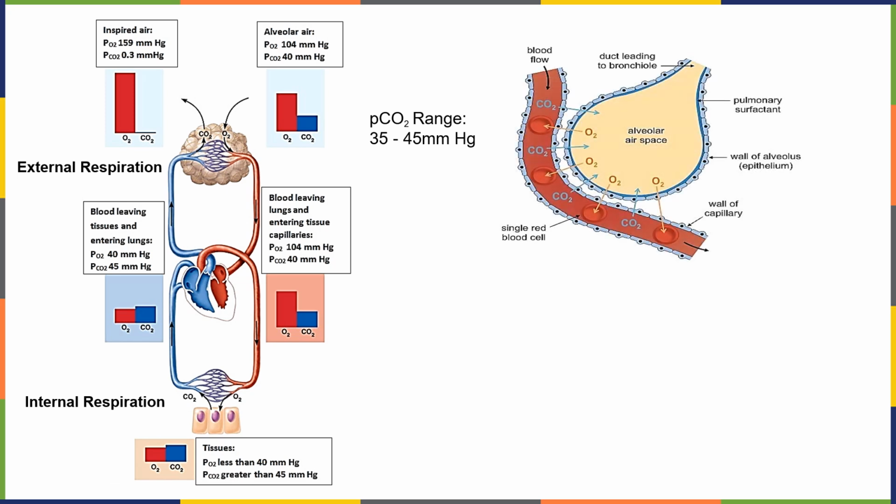So it's just showing here. By the time we inspire this air, you can see we're about 160. That's about 20% of the overall pressure. We get into the alveolar space, there's a little more CO2 there, and so the partial pressure drops. And again, right around 100 is what we want.